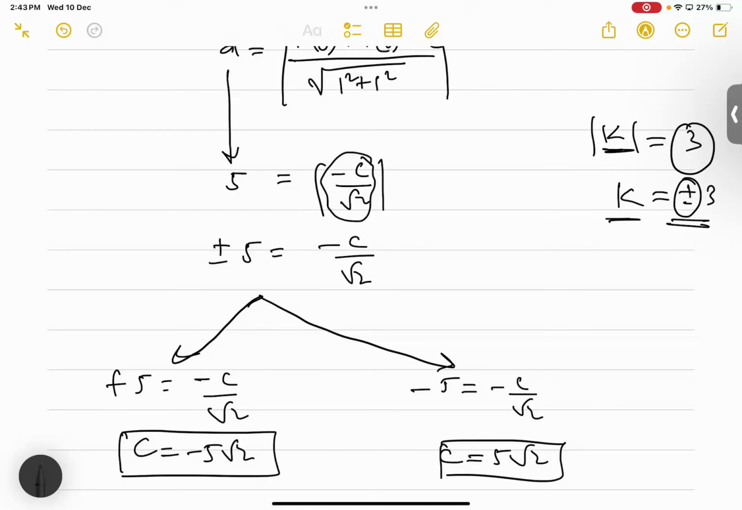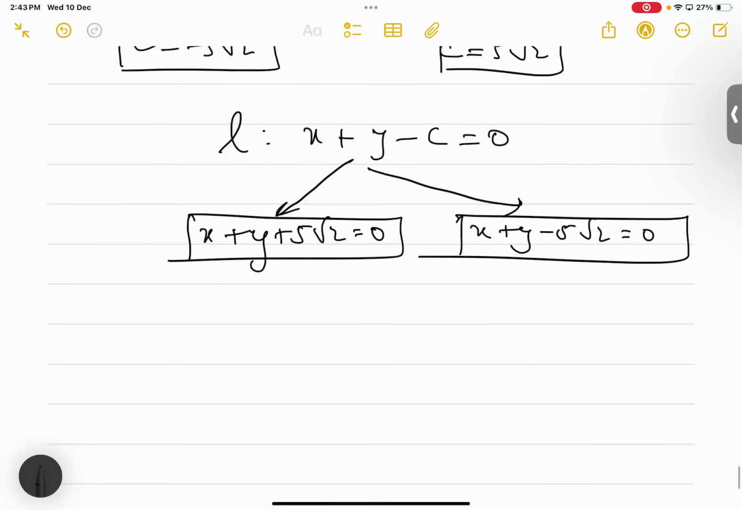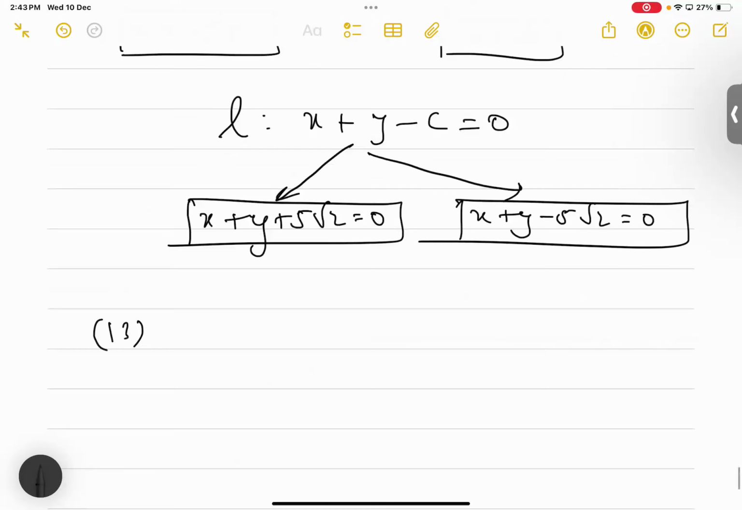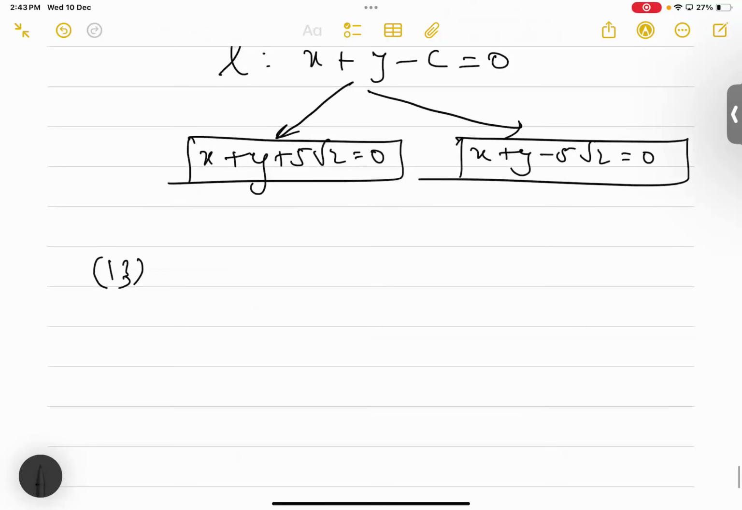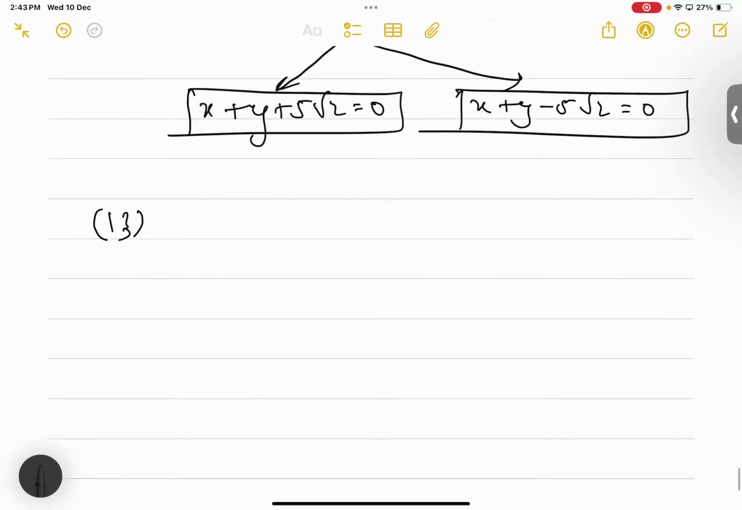That was question number 12. Let us go to question number 13. Question number 13. Find the equations of the lines through the point of intersection of the lines, and whose distance from the origin is 3 units.